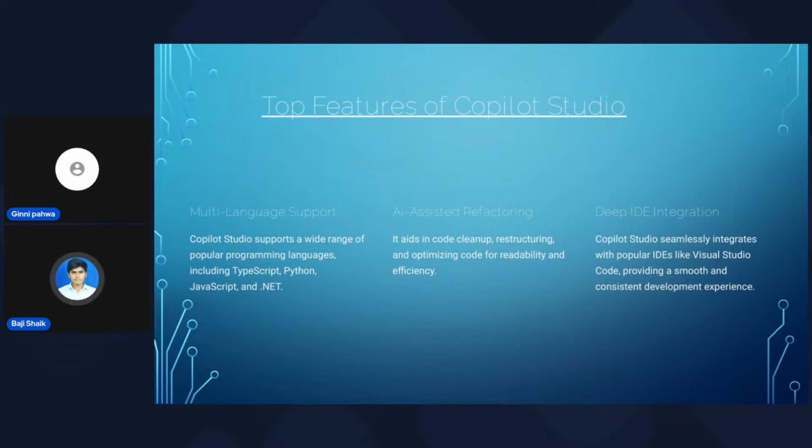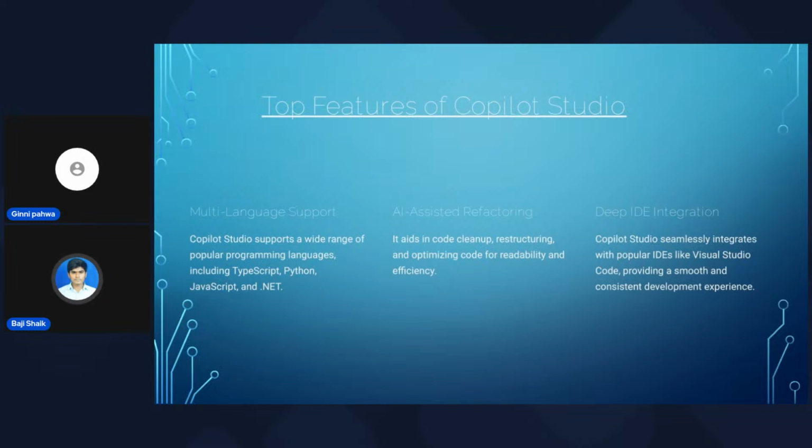The second feature is AI-assisted refactoring. It aids in code cleanup, restructuring, and optimizing code for reliability and efficiency. So Copilot is also used for restructuring your code. If you want to increase the efficiency, readability, and productivity of your code, you can just use Copilot for this refactoring. Coming to the third feature, it is deep IDE integration.